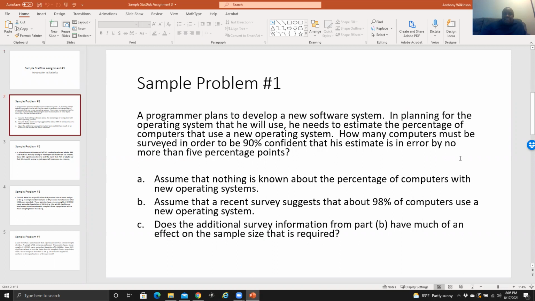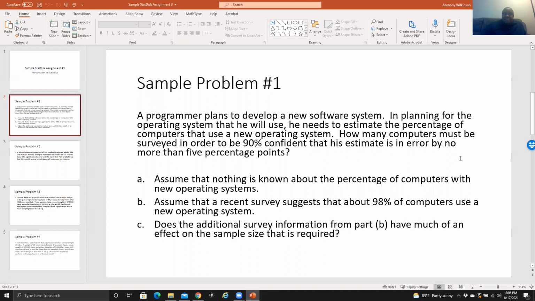A programmer plans to develop a new software system. In planning for the operating system that he will use, he needs to estimate the percentage of computers that use a new operating system. How many computers must be surveyed in order to be 90% confident that his estimate is in error by no more than 5 percentage points? And there are 3 parts to that problem.